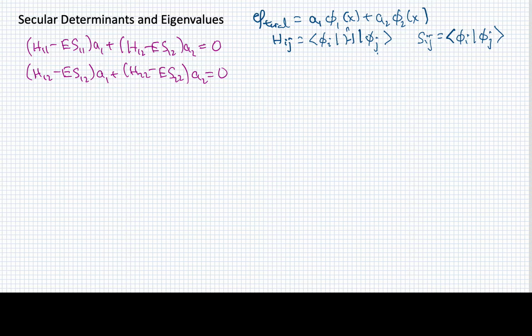In the linear variational method, we introduced a trial wave function like this that's given as the linear combination of two basis functions, phi1 and phi2, with a1 and a2 as the two coefficients. That's what this equation here is telling us.